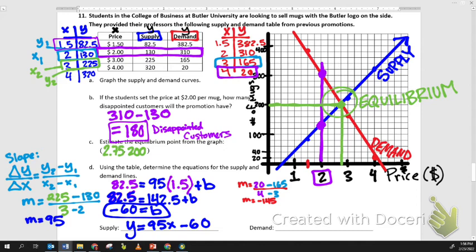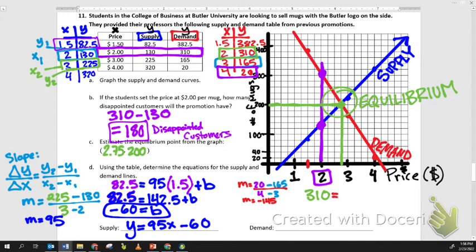And now I do what I did for my supply equation. I pick another one of my points. This time I'm going to choose this xy point, 2, 310, because it doesn't matter. I can choose whichever one. And I will plug that in for my y equals mx plus b equation.